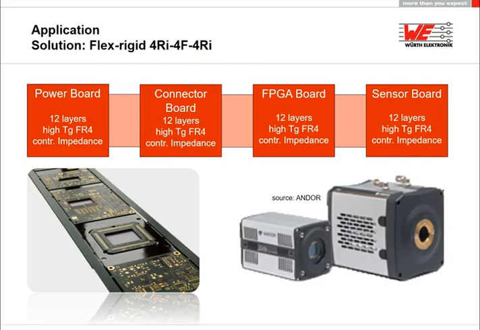And this is how the impact was on the final product. On the right side you can see the old situation, and on the left side you can see the new situation. So this is a big success in terms of miniaturization as well as improving performance and testability.